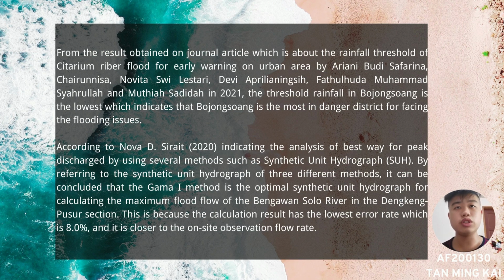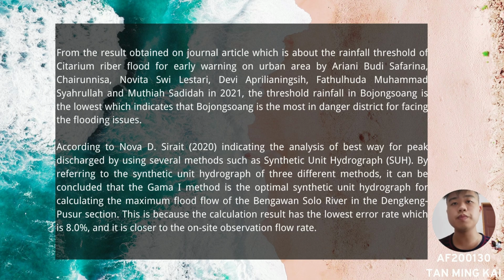From the result obtained in the journal article about the rainfall threshold of the Catrium River flood for early warning in urban areas by Arini Budi Safarina, Chaudhrina, Novita Sri Lestari Devi Aprirangish, Fatah Huda Muhammad Shahula, and Mutia Sadiq in 2021, the threshold rainfall in Bojangsang is the lowest, which indicates Bojangsang is the most dangerous district for facing flooding issues.